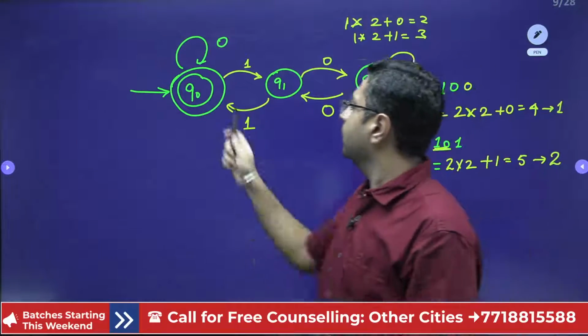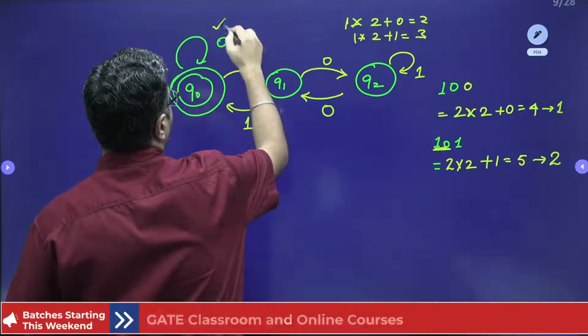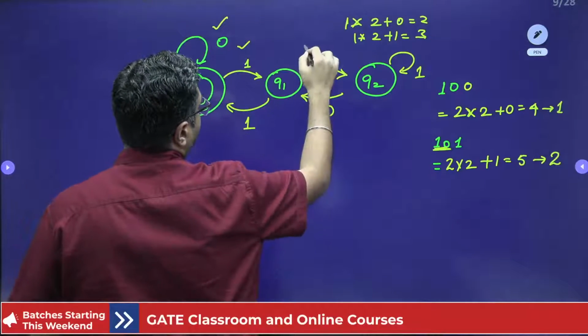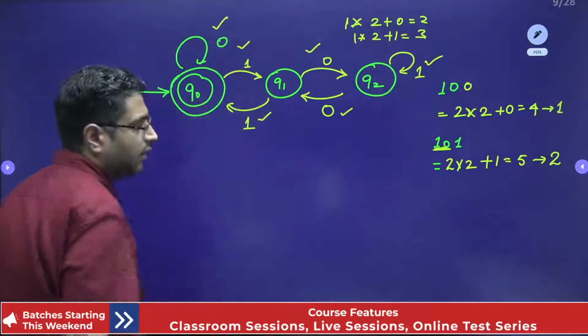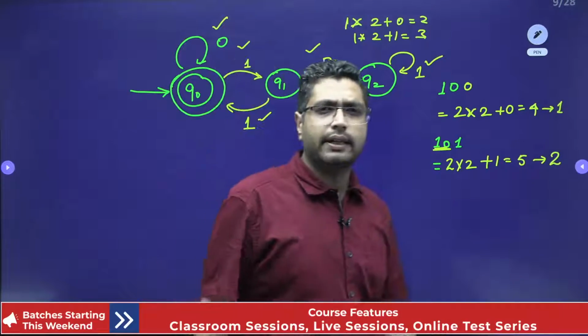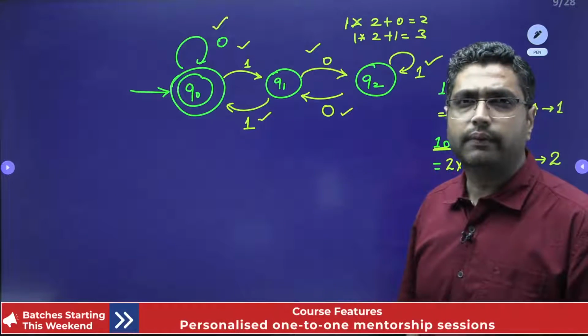So is there anything left? For Q0 I have told the transitions on 0 and 1. For Q1 I have given the transitions for 0 and 1. For Q2 I have given the transitions for 0 and 1. So this will be my automata. Now you give any string to it, it will be able to interpret, don't worry.